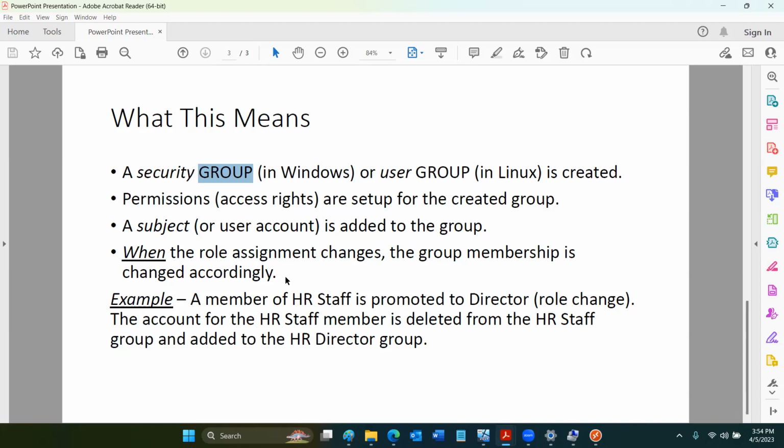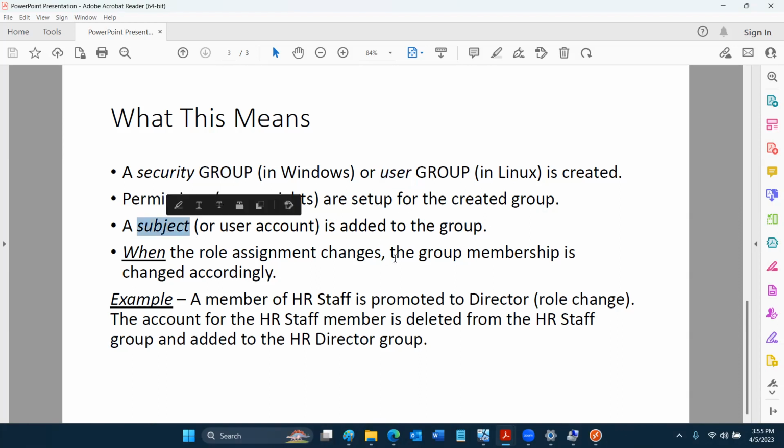See, people never set this up on the front side. They never take the time to map this out and figure out, okay, which groups do we need? Now, if you're in Windows, that's called a security group. It's still a security principle, right? If you're in Linux, it's called a user group. It works the same way. The thing I want you to understand is that group membership is how privileges are extended so that people can access, right? Permission or access rights are set up for the created group.